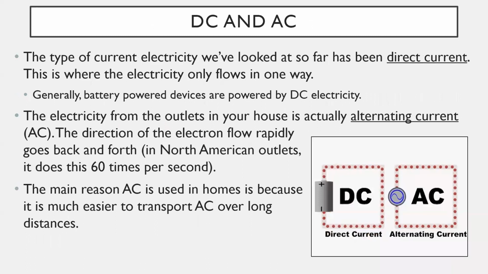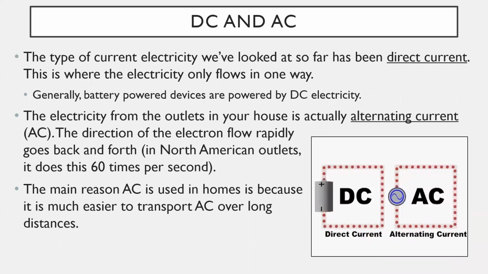All right, now AC and DC. The type of current electricity we've looked at so far has just been direct current. This is where the electricity only flows in one direction, right? Generally, battery-powered devices are powered by DC electricity. So anything that has a battery, like your remote control or your cell phone, is powered by DC electricity. Electricity only flows in one direction.